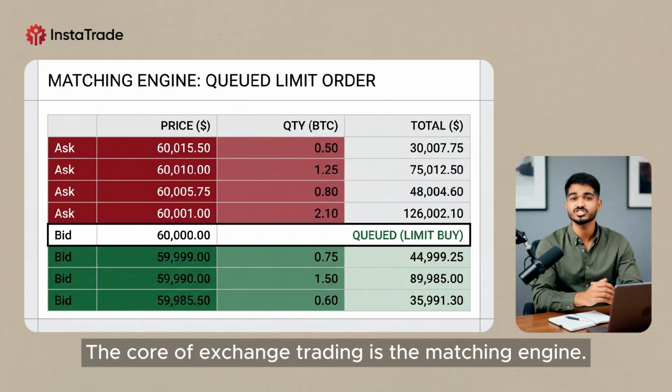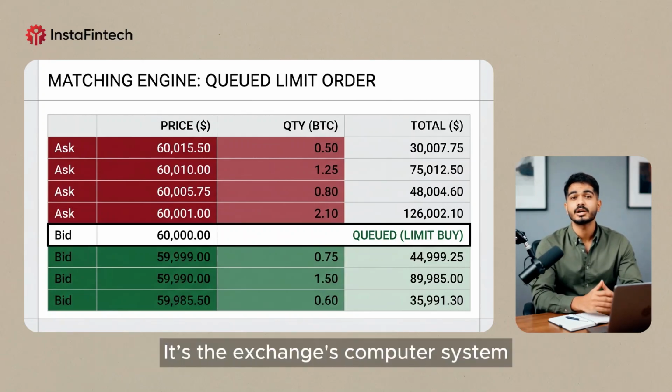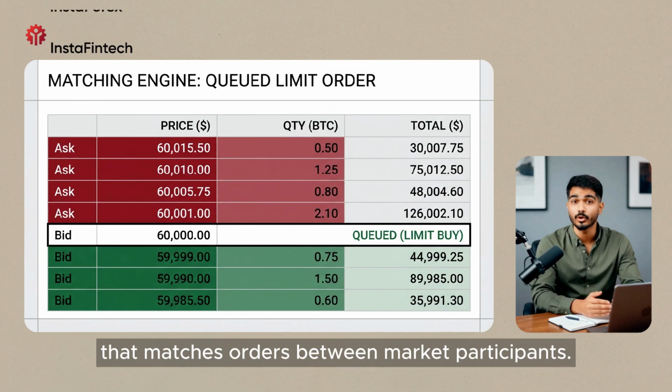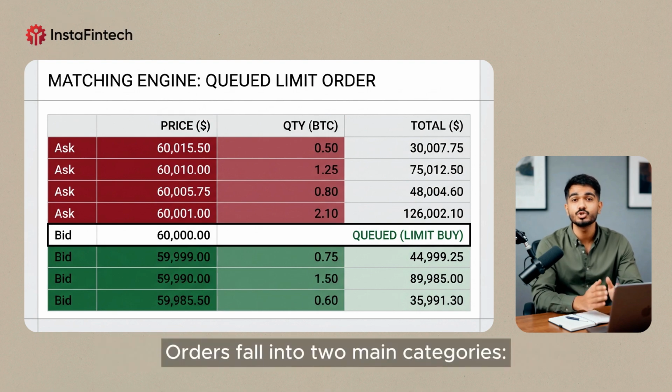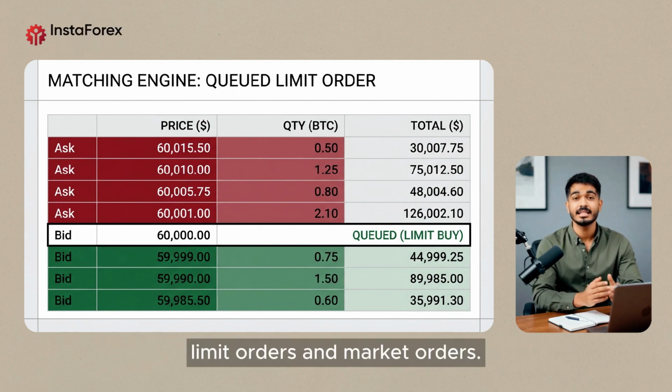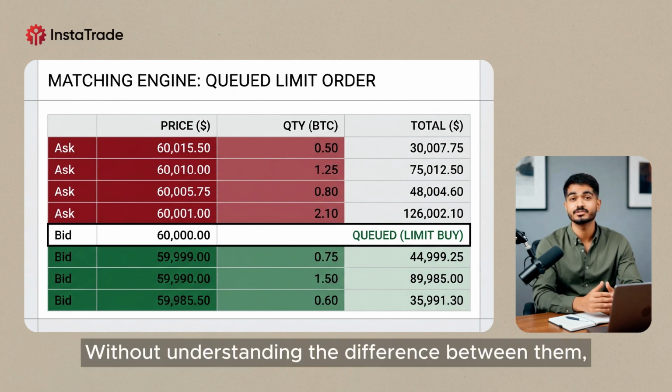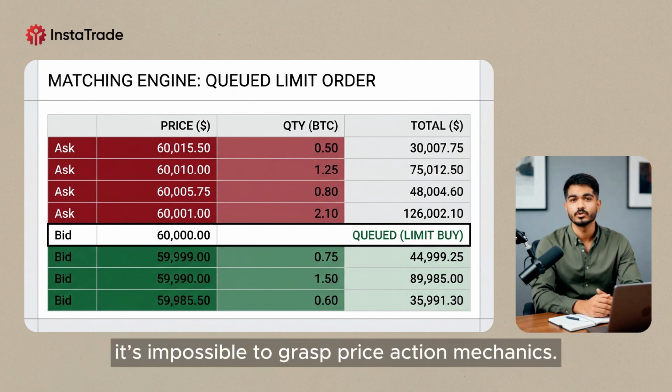The core of exchange trading is the matching engine. It's the exchange's computer system that matches orders between market participants. All orders enter the order book, creating a queue. Orders fall into two main categories: limit orders and market orders. Without understanding the difference between them, it's impossible to grasp price action mechanics.